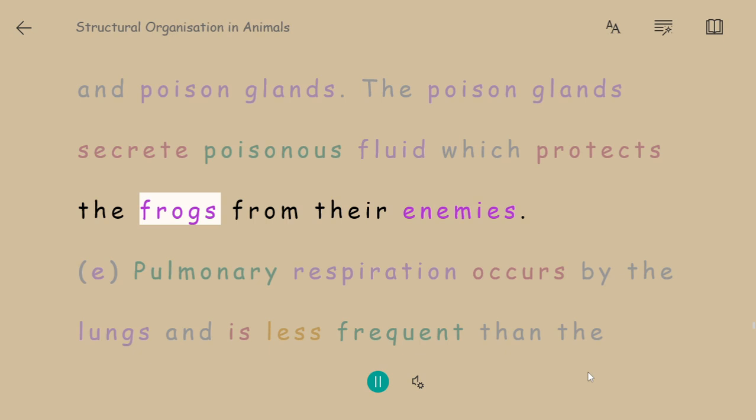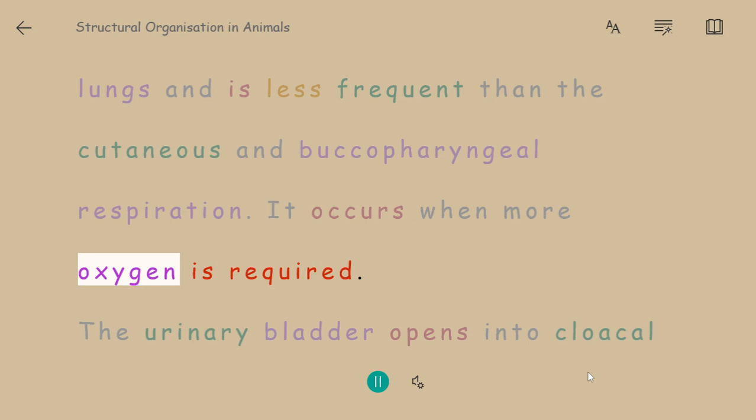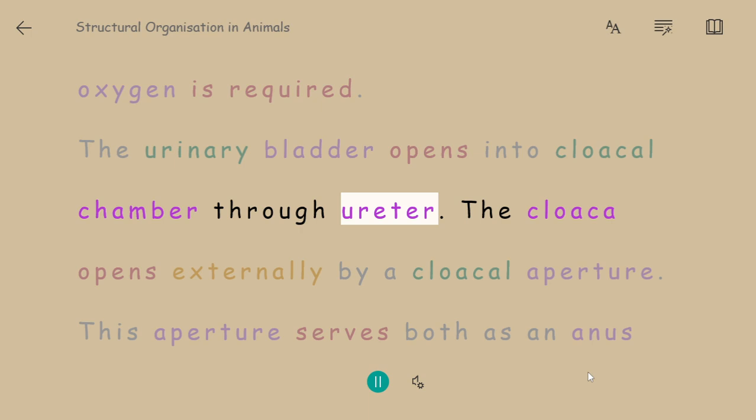E. Pulmonary respiration occurs by the lungs and is less frequent than the cutaneous and buccopharyngeal respiration. It occurs when more oxygen is required. The urinary bladder opens into cloacal chamber through ureter. The cloaca opens externally by a cloacal aperture.